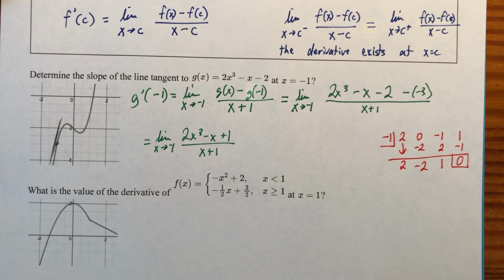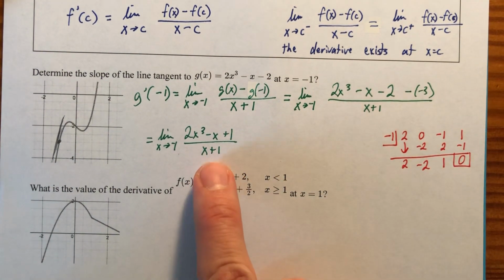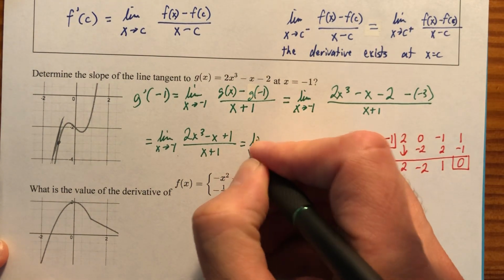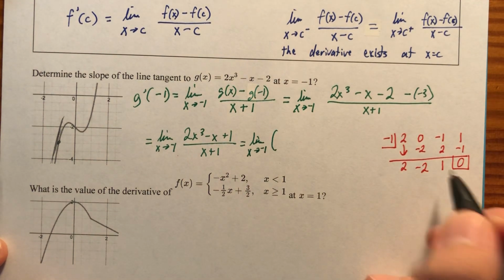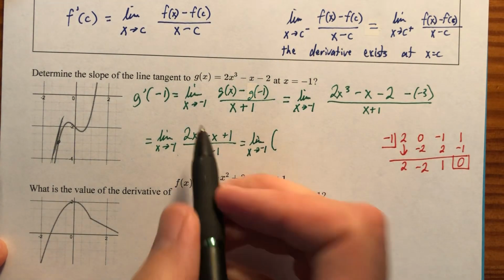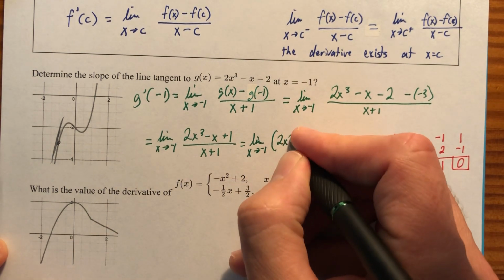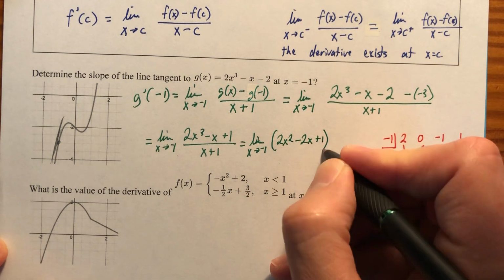So the whole purpose of that was to reduce a fraction. This is how I reduced that. So here's what's about to happen. What I'm really finding is the limit as x approaches -1 of 2, -2, 1. Those are my coefficients for not something cubed anymore. We reduced it: 2x squared minus 2x plus 1.